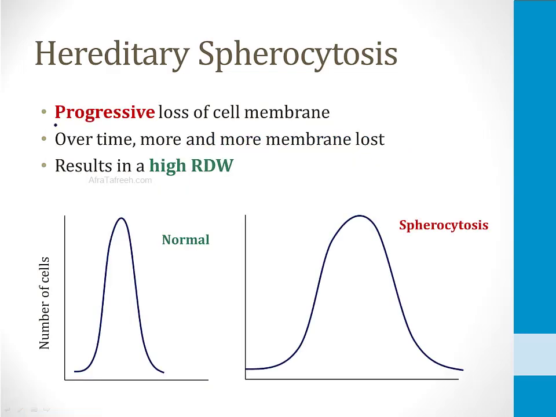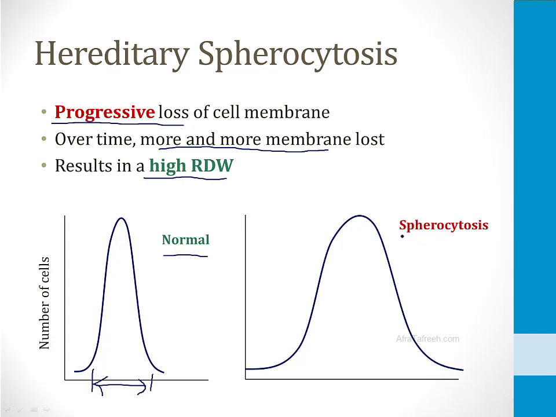As the red cells of these patients circulate through the vasculature, there is progressive loss of the cell membrane. In other words, over time, more and more of the membrane is lost. This results in a high RDW. So let's talk about what the RDW is. RDW is the red cell distribution width, and normally it is pretty narrow, as shown in this picture here. In other words, you have some small red cells, some large cells, but their sizes don't distribute that much. They're relatively close in size from the smallest to the largest.